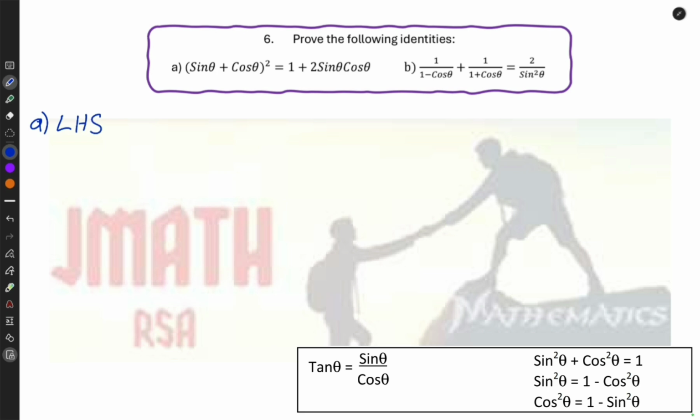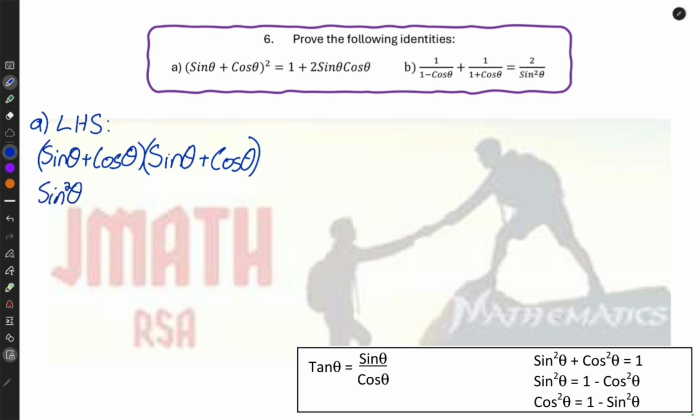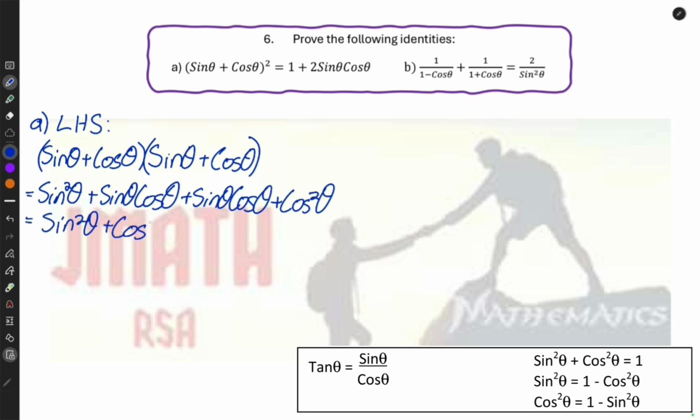And with that, I am going to write out the two brackets and FOIL. So I'm just going to FOIL. So sine times sine gives me sine squared theta. Then sine times cos gives me plus sine theta cos theta. And there's another one. So cos times sine also gives me sine theta cos theta. And then cos times cos gives me cos squared theta. Now I'm just going to write the ones with squareds next to each other. So sine squared theta plus cos squared theta.